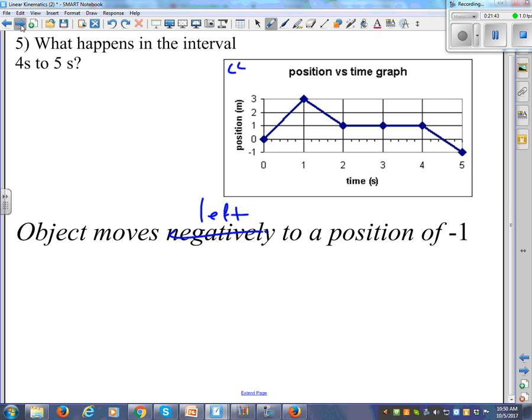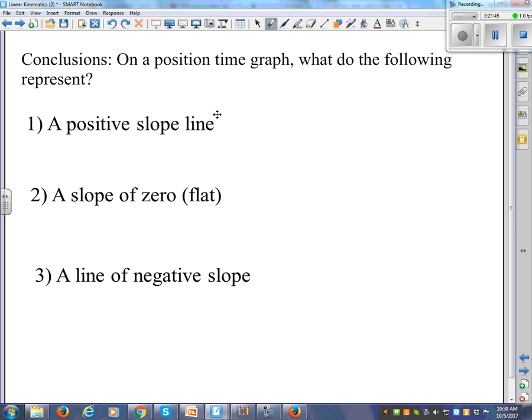Okay, so you guys fill those in right now. Give me an answer on a position time graph. What do the following represent? These are really simple. It shouldn't take you more than about 30 seconds. It'll take you longer to write them than think them. Easy?